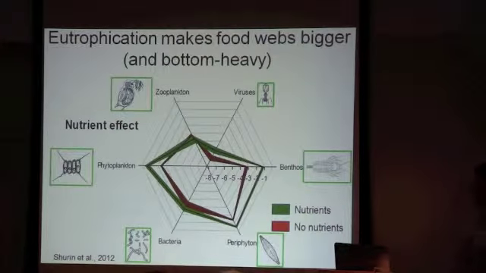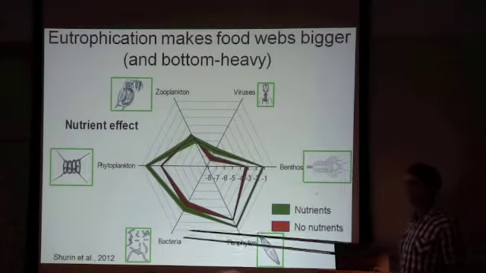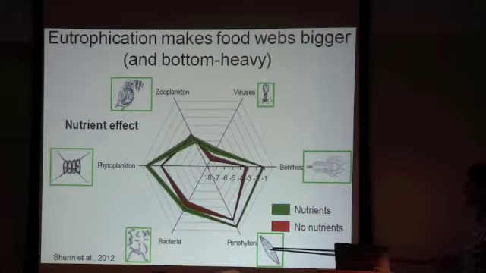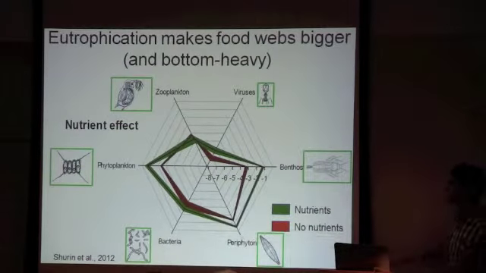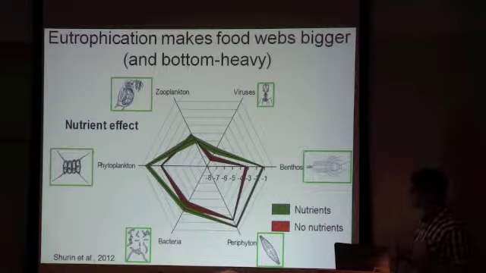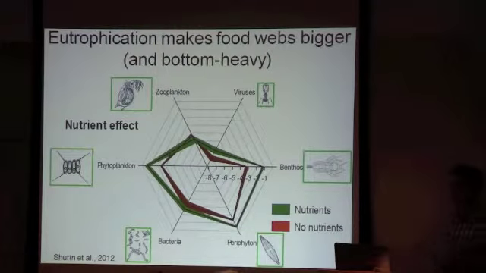And finally, fertilization made all of these different groups go up. So we had greater abundance of everything in the food web. The things like unicellular things tend to increase more than the consumers, the benthic bugs and the zooplankton. But in general, everything became more abundant.